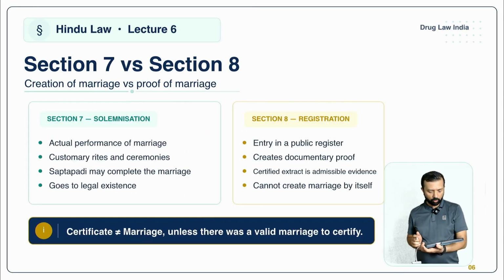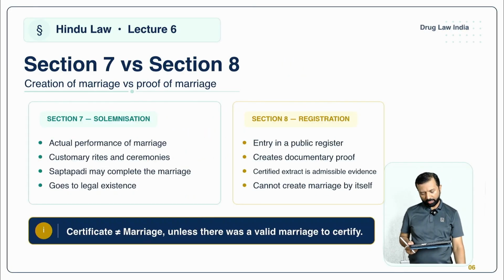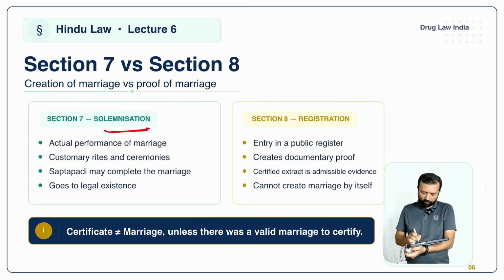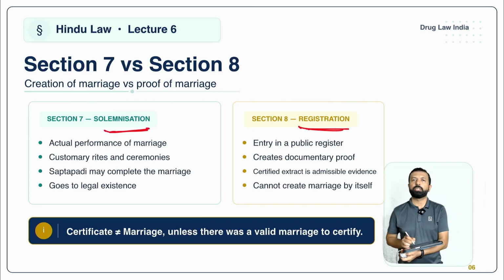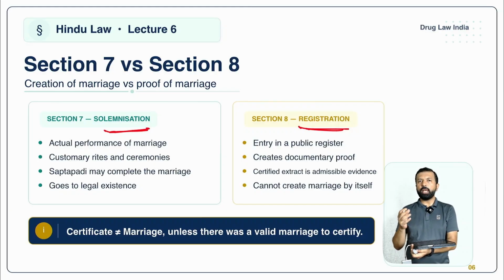Now here we are going to compare side by side section 7 and section 8. Section 7 talks about solemnization, whereas section 8 talks about registration. Section 7 concerns the actual performance of the marriage. It refers to customary rites, ceremonies of either party. Where Saptapati is part of the ceremony, the marriage becomes complete when the seventh step is taken. Therefore, section 7 talks about the legal existence of the marriage, and section 8 talks about the registration, or making an entry into a public register.